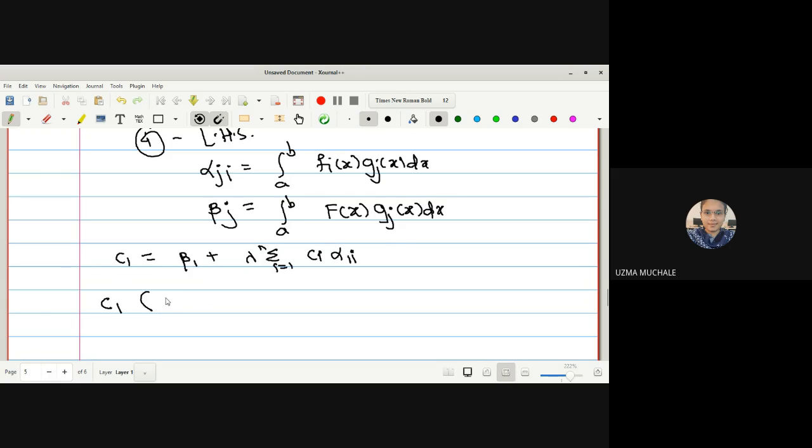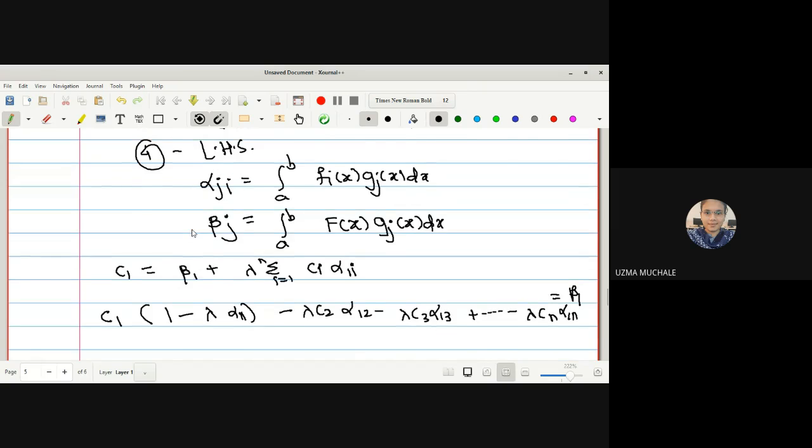C1, if I take common, it will be 1 minus lambda alpha 11, minus lambda C2 alpha 12, minus lambda C3 alpha 13 and so on. The last term we get is minus lambda Cn alpha 1n. What is there here? It will be nothing but beta 1. आधी काय होता इथे 0 असणार ना. Here the value is 0.